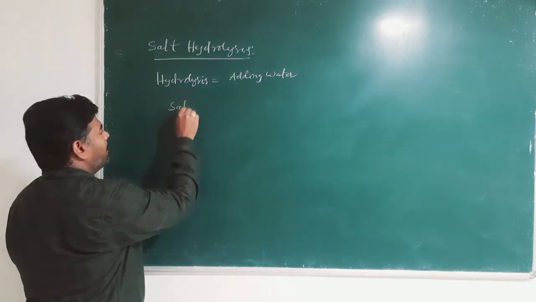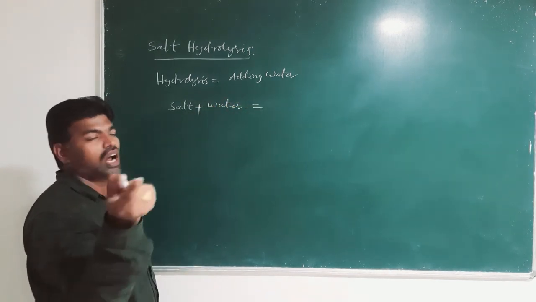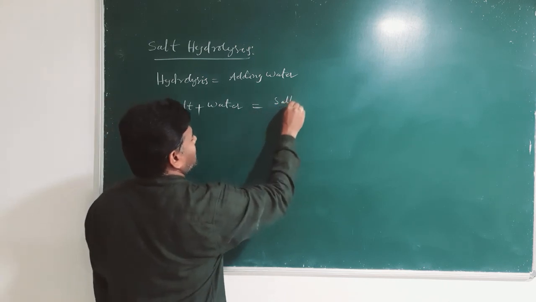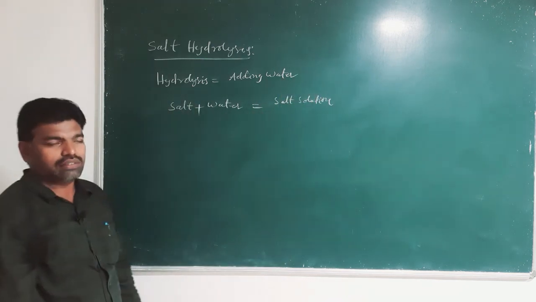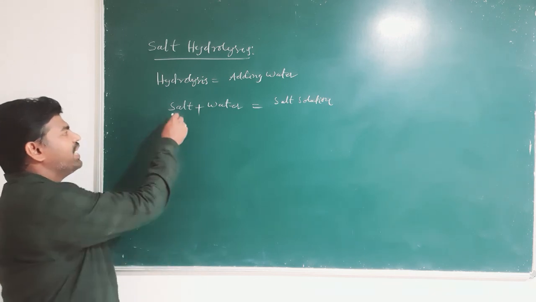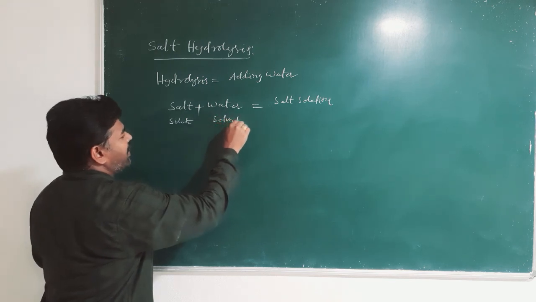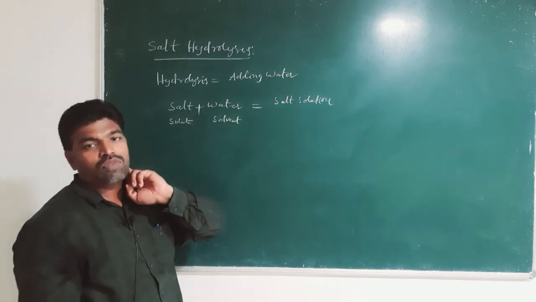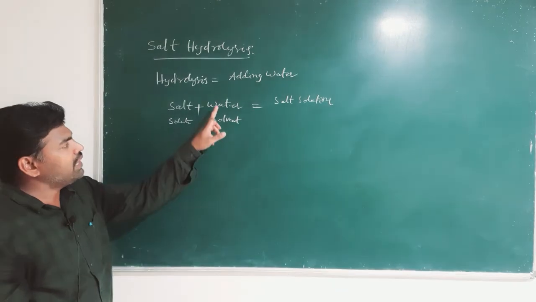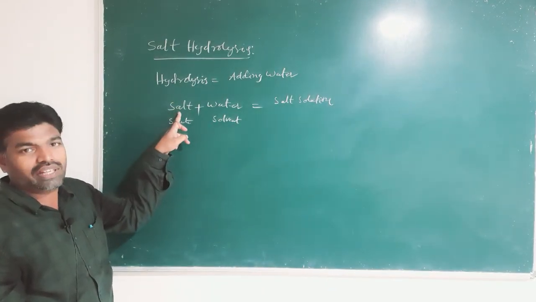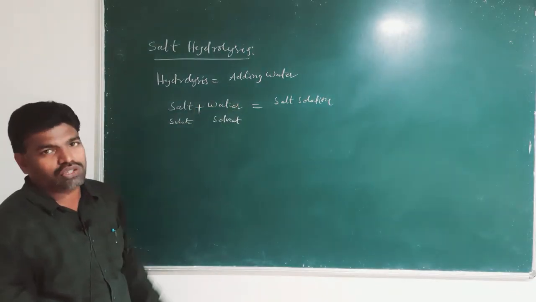This is the salt and we are adding water. What happens? Salt solution is formed. Here salt is a solute and water is solvent, and salt water is a solution. So in salt hydrolysis, water interacts with the salt, which results in the formation of salt solution.